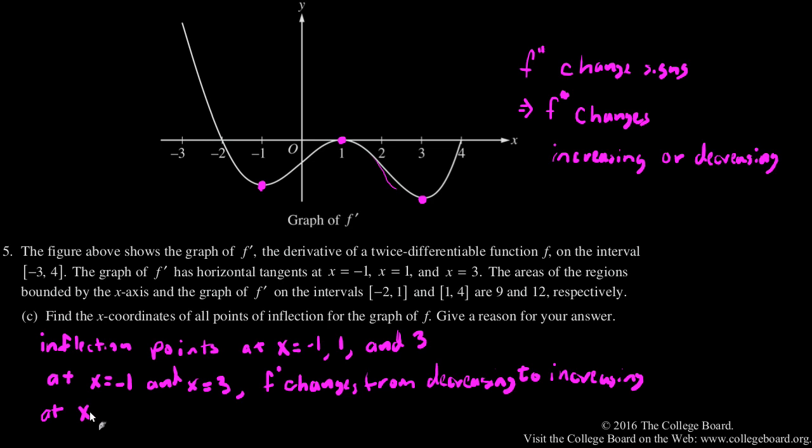At x equals 1, f prime changes from increasing to decreasing. And that means that f double prime will change from positive to negative. So change from concave down to concave up to concave down.